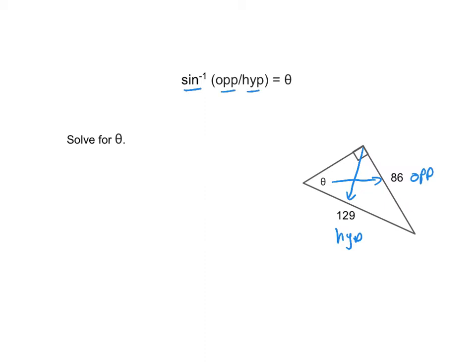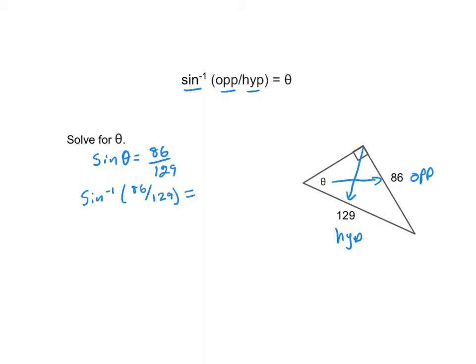You could start off writing the equation by saying the sine of theta is equal to the opposite over the hypotenuse, and then rewrite it as the inverse sine of 86, which is the opposite, over 129, which is the hypotenuse, and plug that into your calculator.